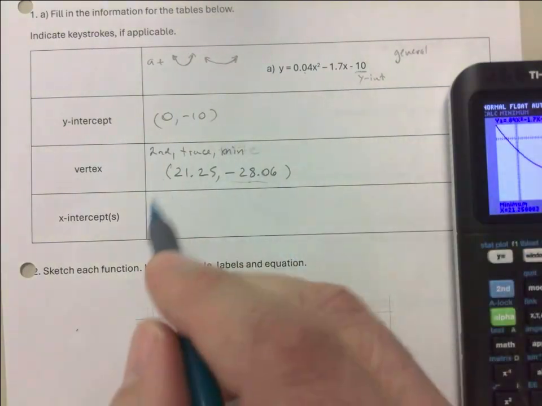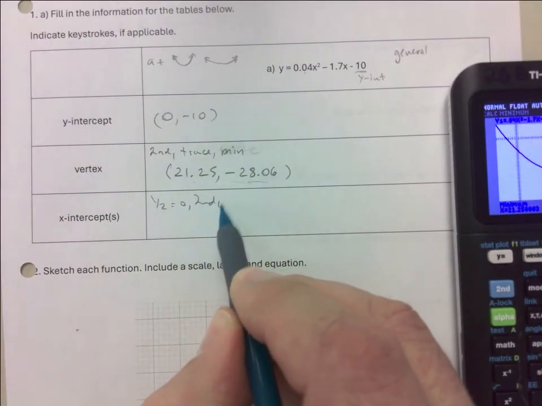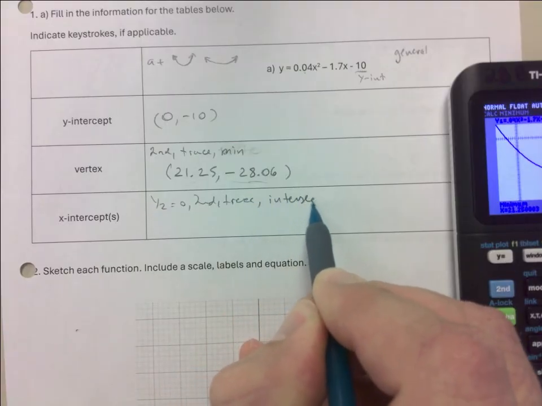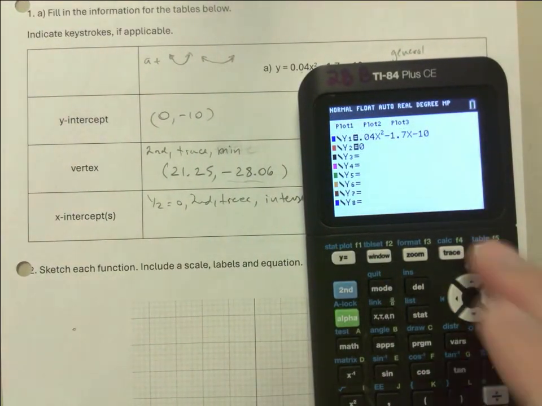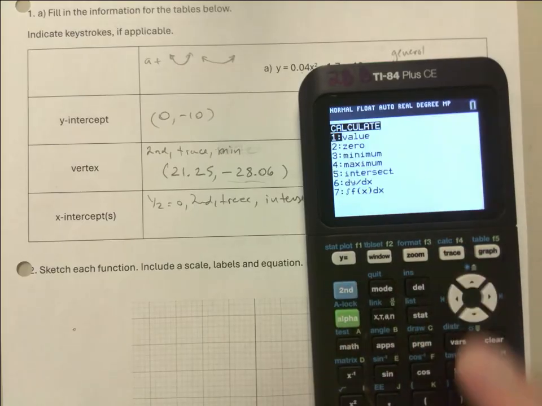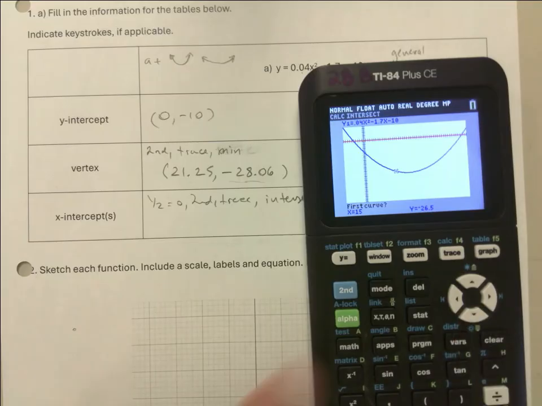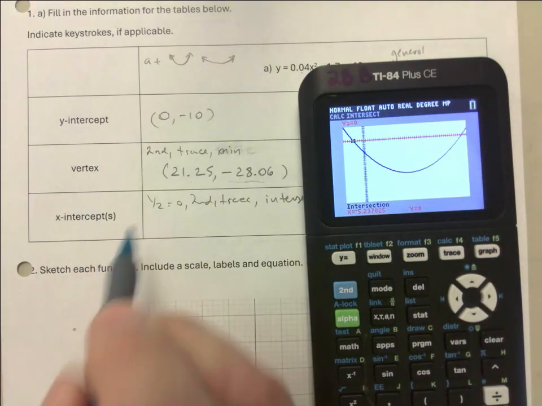X-intercepts. I need to let y2 equal to 0. And I'm going to go second trace intersect. Okay? I let y2 equal to 0. Second trace 5. You go, look at this. I'm just a bit closer to this one. That's all that you need to do. You hit enter 3 times. It's going to go to that one. Okay? Negative 5.24.